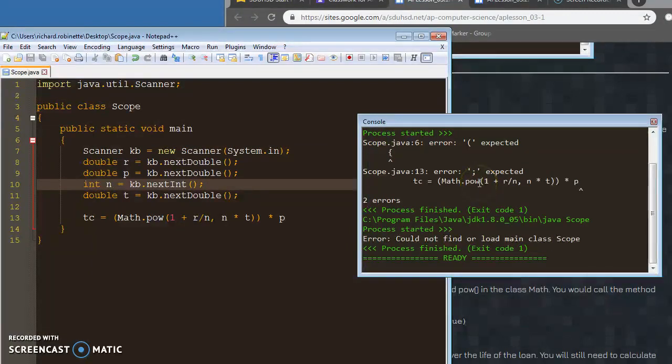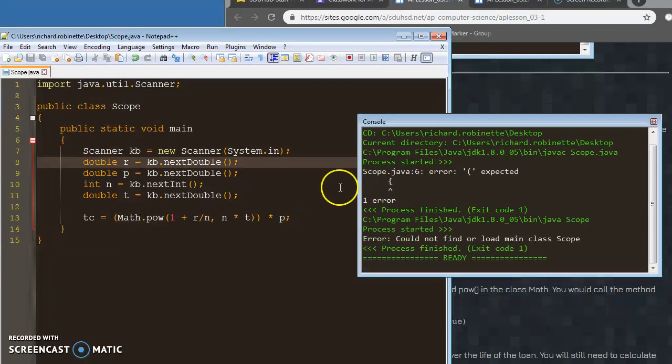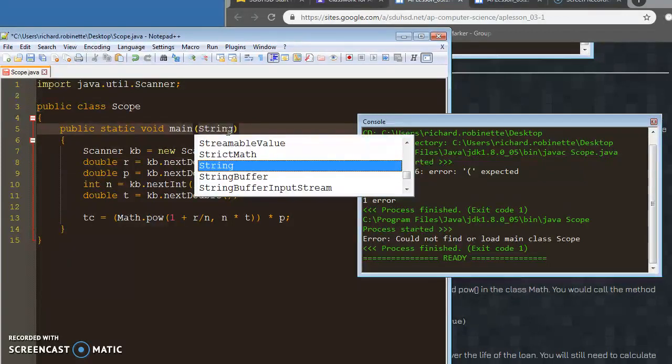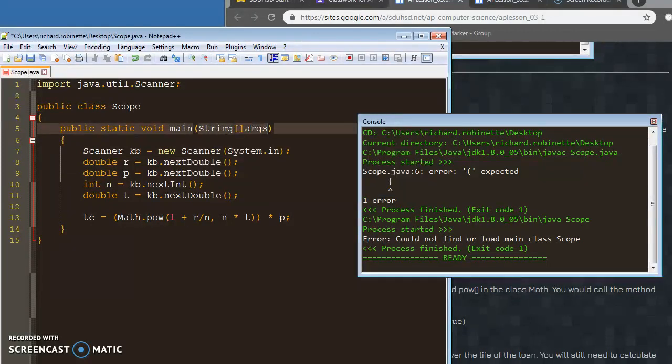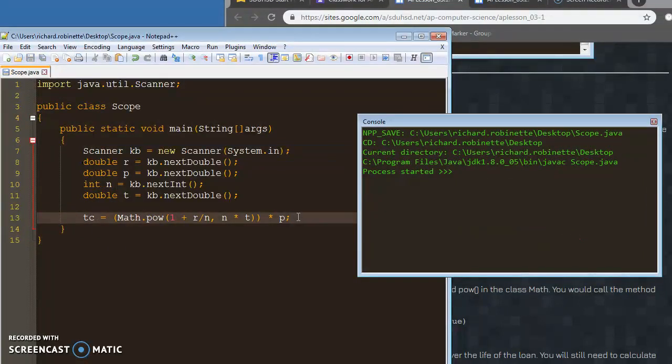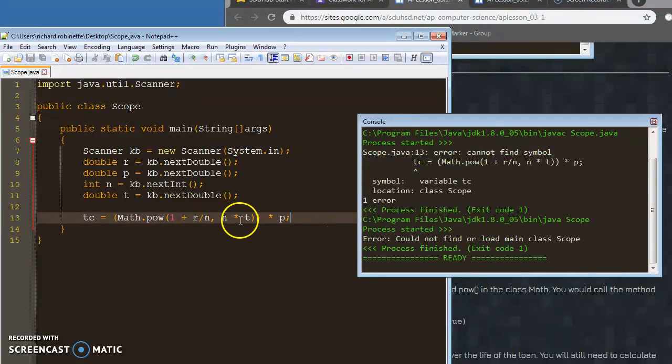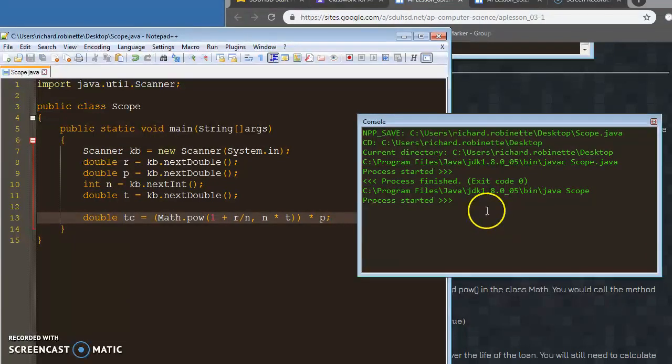What did I screw up? Semicolon. Don't forget your semicolons, kids. What did I do here? I forgot string args. All right, so I screwed that up. Now we should be able to run it. Holy smokes, what's going on here? Cannot find symbol. What's this? Double. All right, one more time. There we go. I got a little lazy.